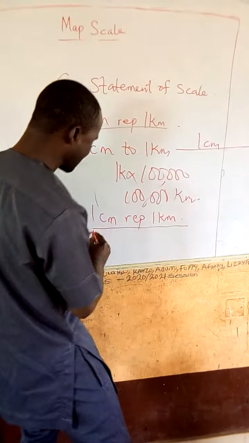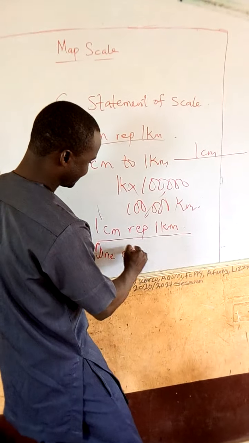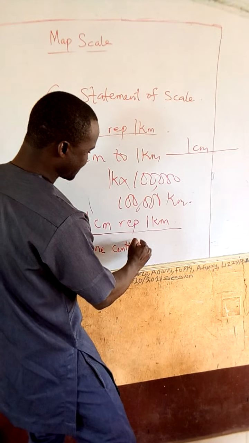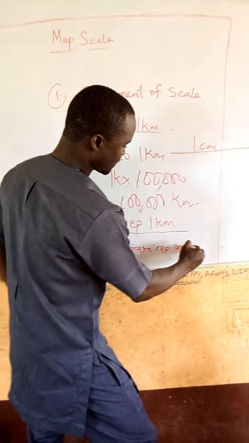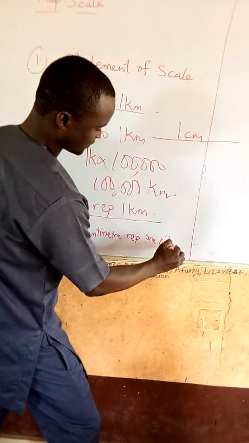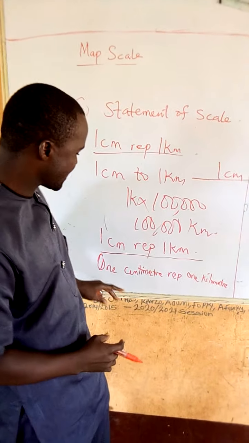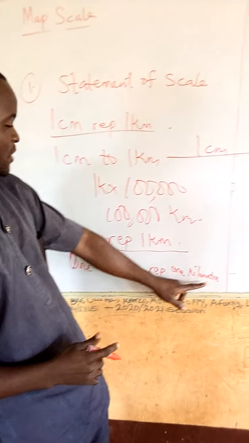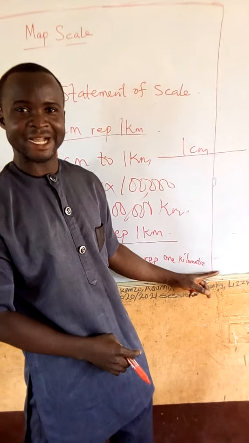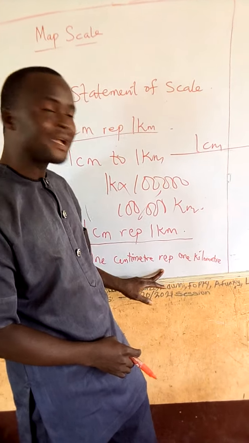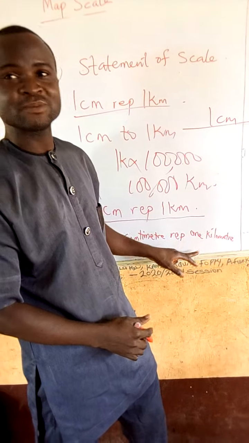That is, 1 centimeter represents 1 kilometer. That is in statement form. That's why we say 1 centimeter represents 1 kilometer. It means that 1 centimeter on the paper represents 1 kilometer on the ground. This is what we mean by statement of scale.